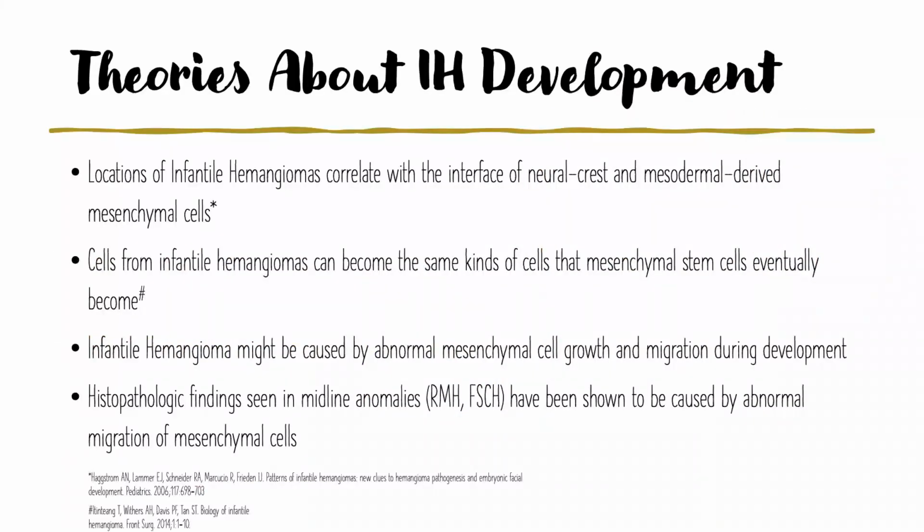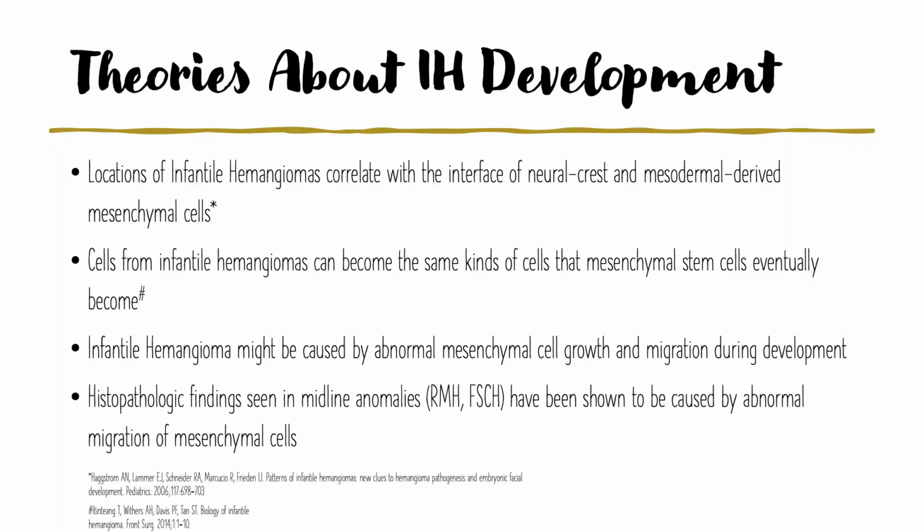Previous studies had mapped out the locations of infantile hemangiomas seen in children to look for a pattern. These studies found that common hemangioma boundaries, similar in many children, correspond to the meeting point between 2 different types of mesenchymal cells during development. This means that hemangiomas seem to appear in locations defined by mesenchymal cell migration. Additionally, other researchers have shown that cells from infantile hemangiomas can act like mesenchymal cells.